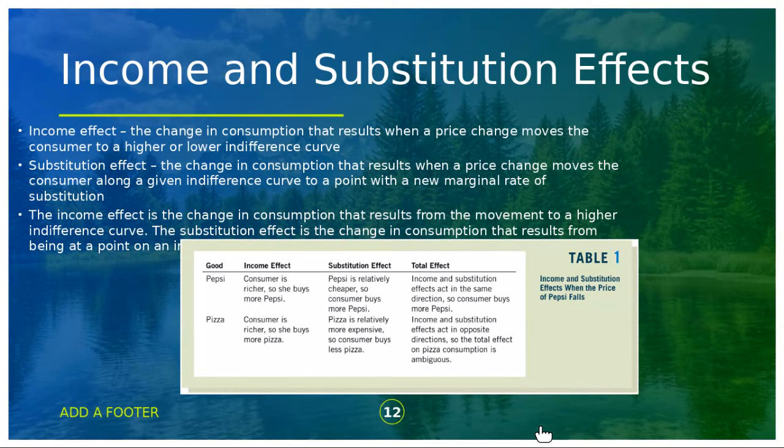What this allows us to do is analyze the total effects and see that income and substitution effects act in the same direction for Pepsi, so the consumer guaranteed buys more Pepsi. However, in the case of pizza, income and substitution effects are acting in opposite directions, so the total effect on pizza consumption is a bit ambiguous.